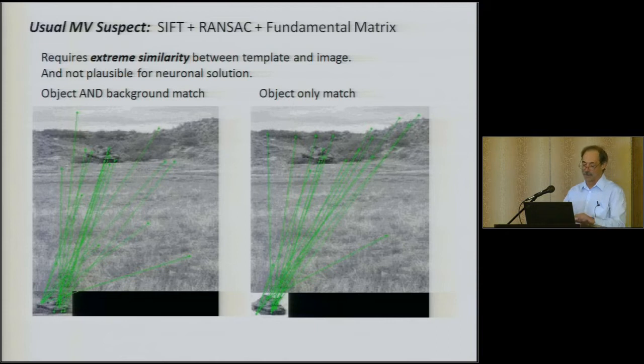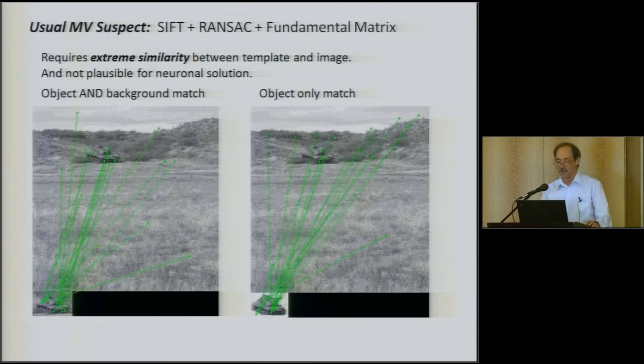And this works well on certain classes of problems, but unfortunately on typical military problems it does not work very well. Here's an example where the lower left-hand corner is just an extract from the image, and what SIFT finds as corresponding points is very nice if you take the exact patch from the image with the same background. But if you simply erase the background, now SIFT finds more correspondence between the skyline and the target than between the target and the target. This is well known by people who've used it, so it really doesn't work. The other thing is it's not plausible for a neuronal solution because of the computations involved in the fundamental matrix.